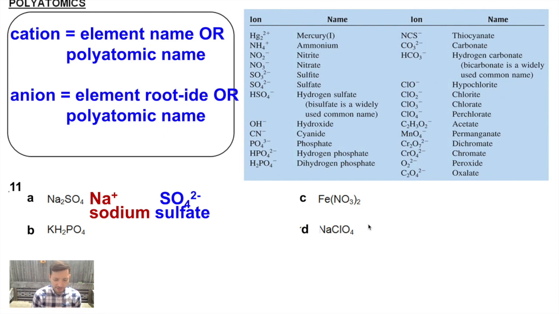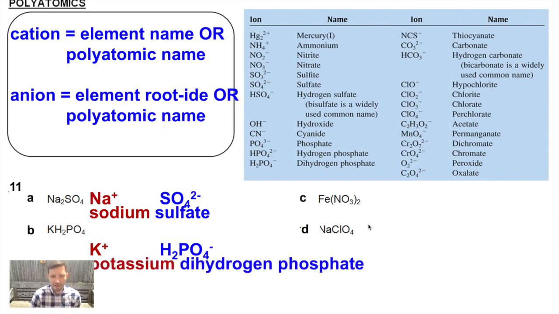Then the one below it, that's a K, a potassium ion, and an H2PO4- anion, so a very large polyatomic ion. So we have potassium, and then scanning the chart, and eventually we'll have those memorized, that is the dihydrogen phosphate anion. That's all one thing with a lengthy name, so we get potassium dihydrogen phosphate. Try the other 2, Fe(NO3)2, and NaClO4.